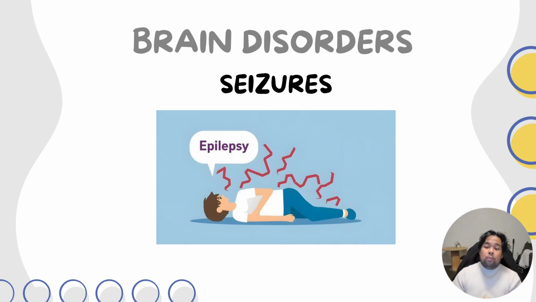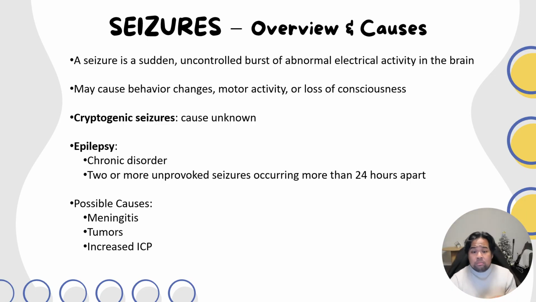All right. So brain disorders, we are going to go to seizures now. This is in chapter 36 of your book, page 847. All right, so a seizure basically is a sudden uncontrolled burst of abnormal electrical activity in the brain. That is a pretty definition for what it is, but it doesn't look pretty when it actually starts manifesting, right? So it may cause behavioral changes, motor activity, or loss of consciousness, again with the level of consciousness, right? So it is divided. Cryptogenic seizures, the cause is unknown. Epilepsy is a chronic form of it, 2 or more unprovoked seizures occurring more than 24 hours apart.